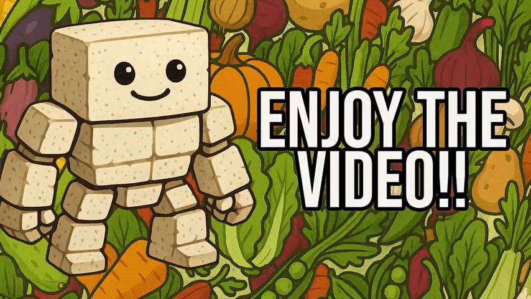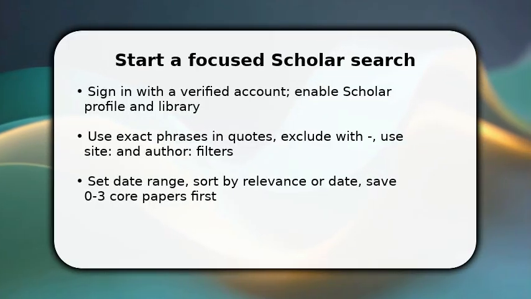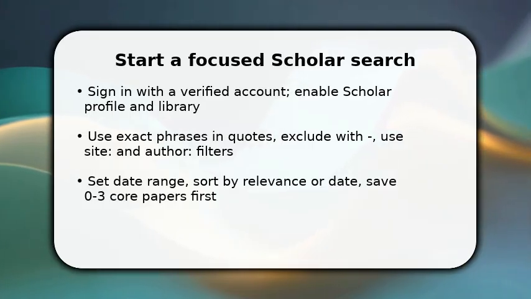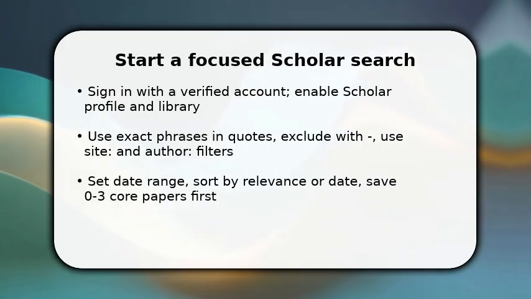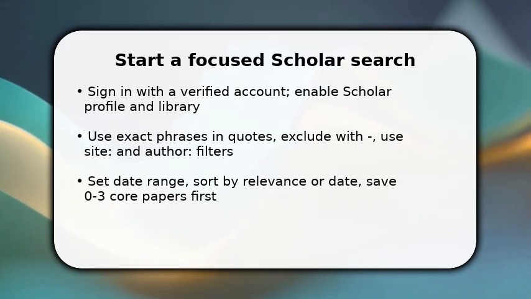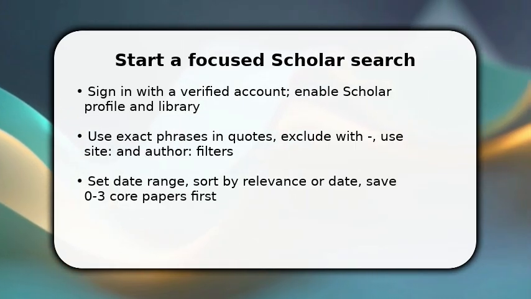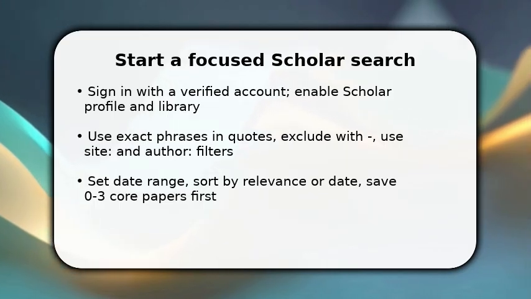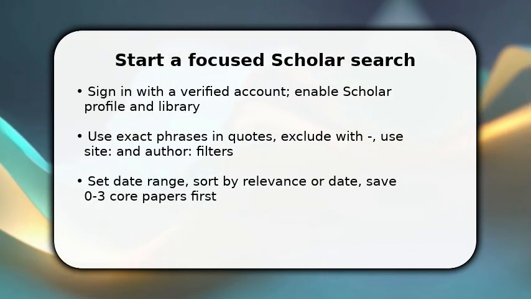Please enjoy the video. You begin by opening Google Scholar and signing in so your library and alerts sync across devices. Use quoted phrases for exact matches and minus signs to exclude irrelevant terms. This narrows results immediately. Once done, apply author and cite filters to target known researchers or journals.